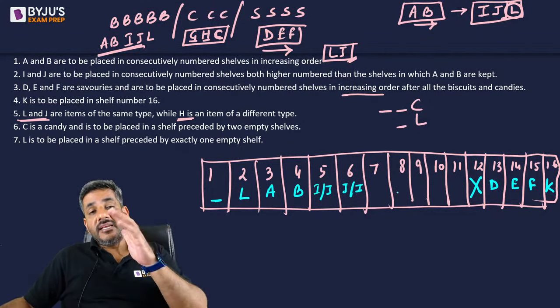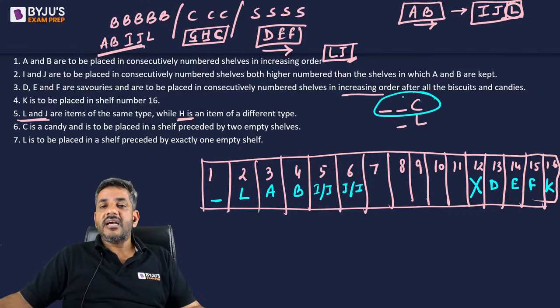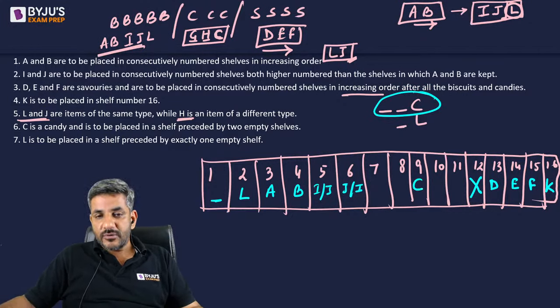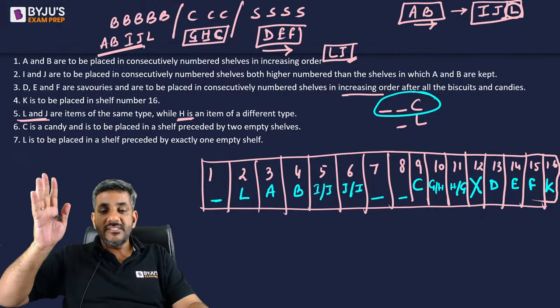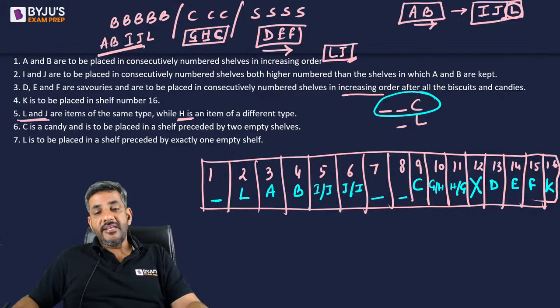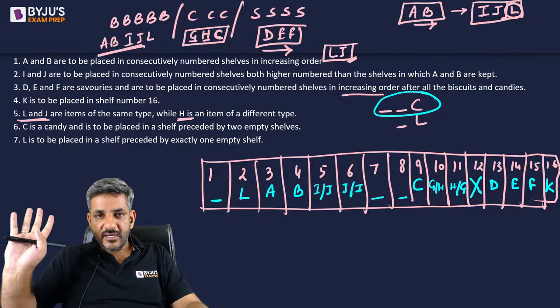After that, I have the 3 candies G, H and C. But among the 3 candies, before C, I should be having 2 empty shelves. So C should be here such that there are 2 empty shelves. And after that, I have G and H. Once again, I do not know in what order G and H would appear. Once again, there is an empty shelf. And after that, I have D, E, F and K. This is one possibility. I hope you got my point, Harshad.